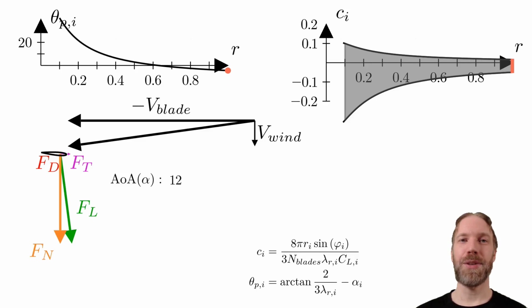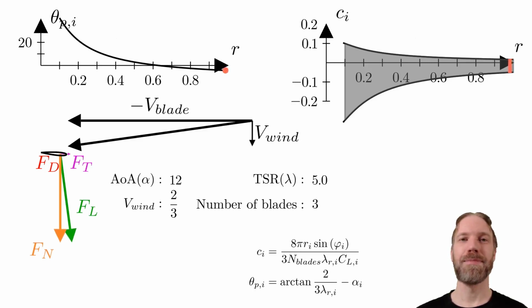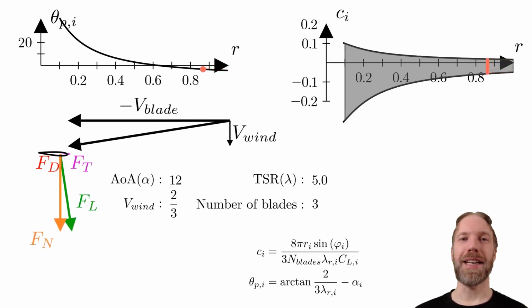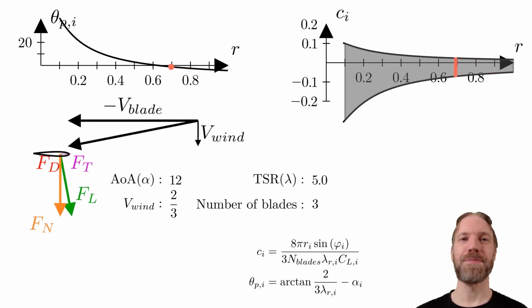The wind is set to 2/3, which is the normalized value for optimal at a = 1/3. Current tip speed ratio is 5, and we have 3 blades. We will now watch an animation when the radial position changes along the blade. Notice how the blade becomes larger and the pitch angle changes when the radius decreases.